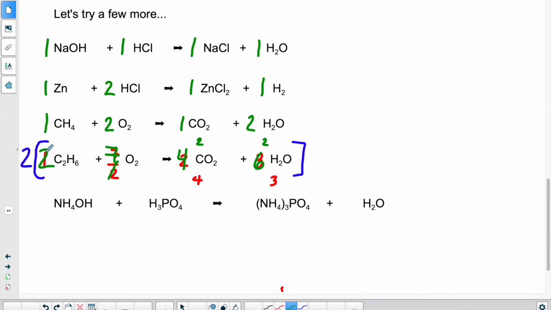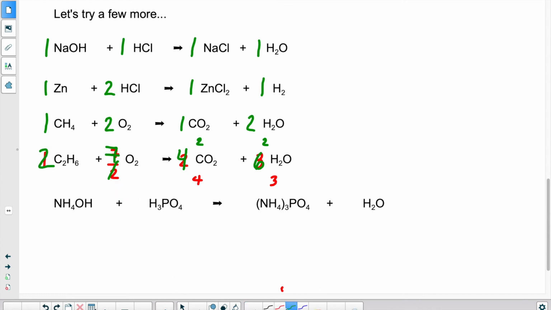So I would have 2C2H6, 7O2, 4CO2, and 6H2O after I multiply the whole equation. Okay, so this would be my final answer. So that's how you work it out when you have a fraction. Okay? All right, last one.